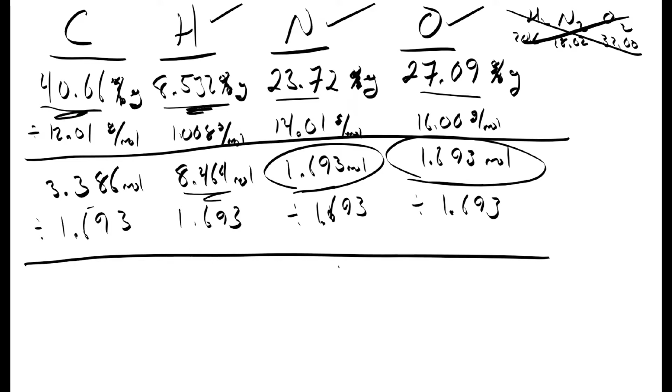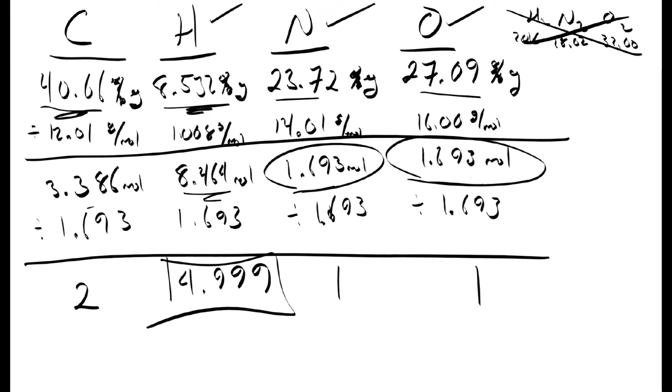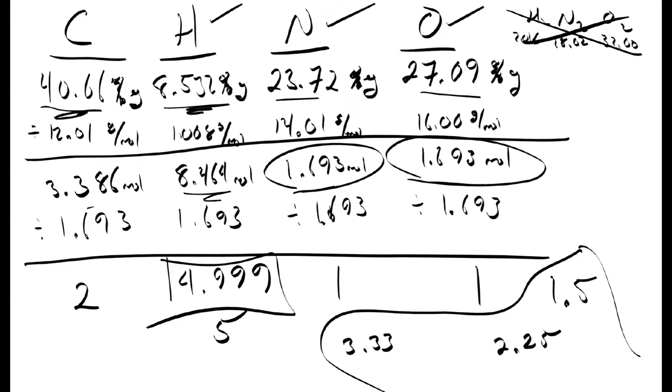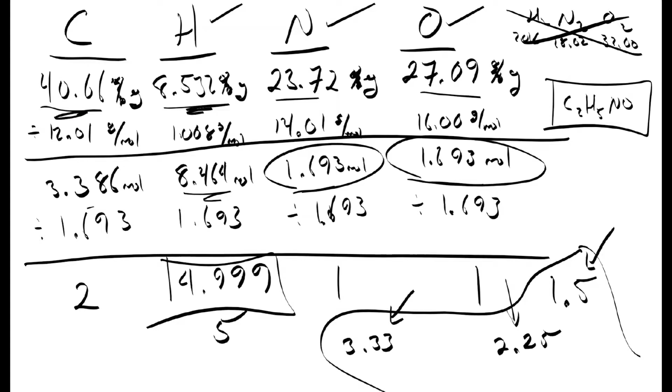So we get 2 and 4.999, and 1 and 1. You will see a lot of fractions for this. Rounding errors and so on are a big part. So you can just go ahead and round 4.999 to 5. But you will also occasionally see things like 3.33 or 1.5 or even 2.25. What that means is that you've got a fraction that you need to eliminate. So for now, let's just stick with C2H5NO for the empirical formula for this one. And in a second, we'll talk about how to eliminate these fractions.